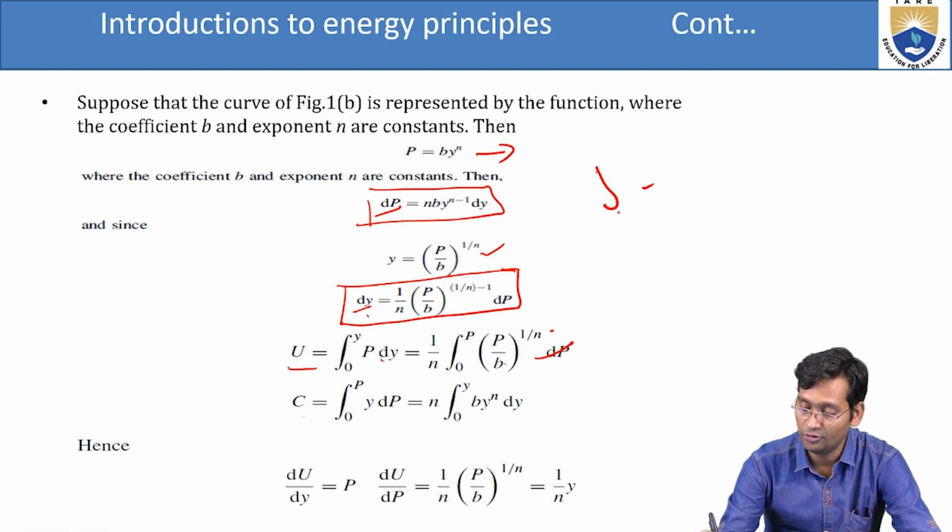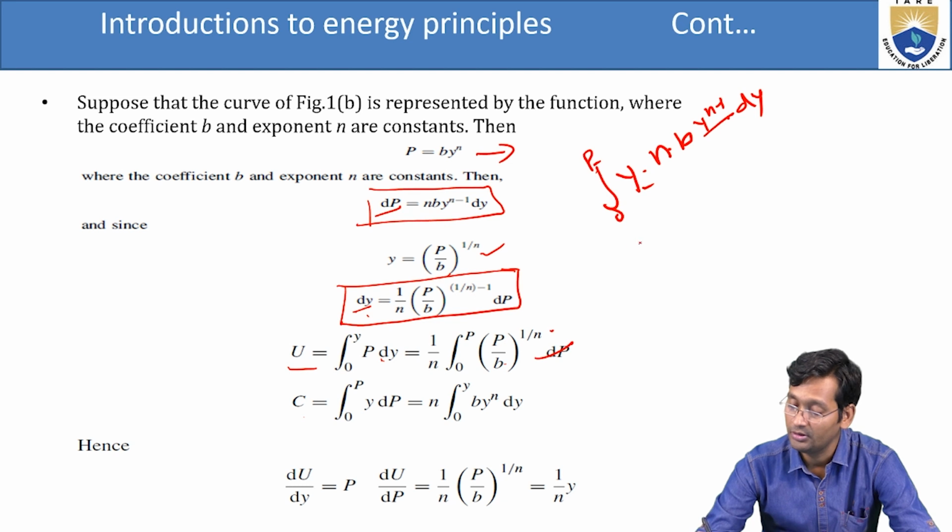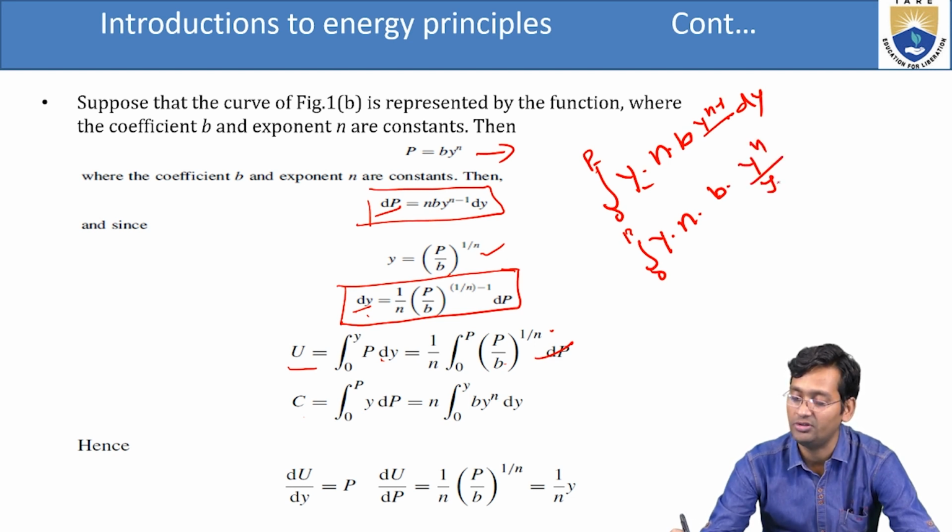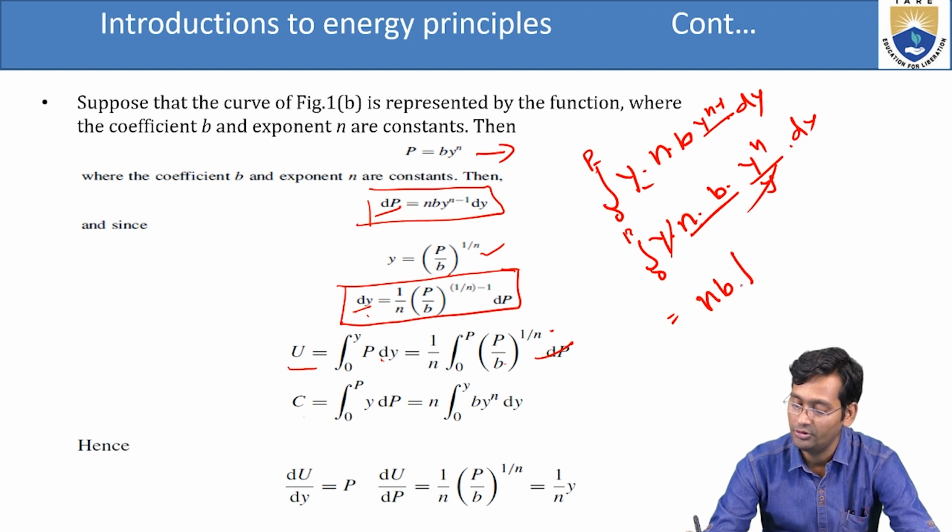So see, integral from 0 to y, and dP is n into b y to the power n minus 1 into dy, right? So this one, integral 0 to y of y into n into b into y power n minus 1, n into dy. So this gets cancelled. What is there? nb is constant, right? So nb I'm taking out, nb integral 0 to y. What we will get?